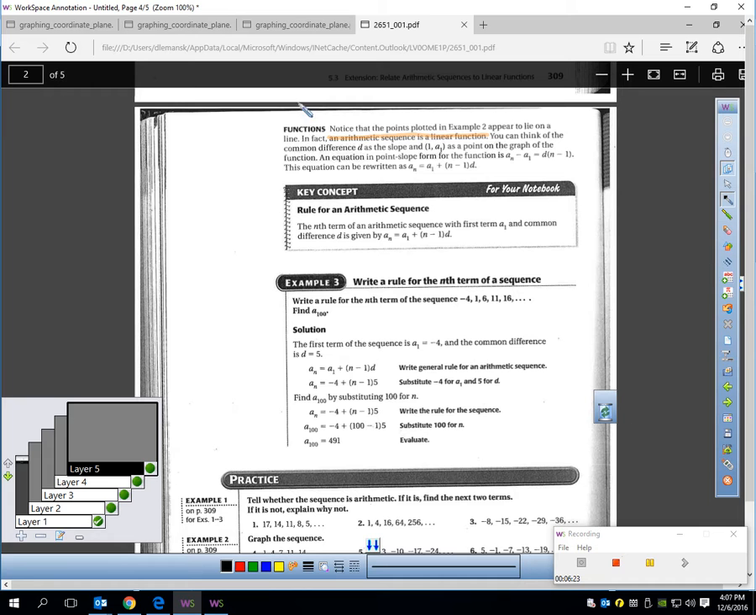Let's talk about functions. Notice the points you plotted in the last example lie on a line. Here's one thing we have to know. Arithmetic sequences are linear functions. That's why we're covering it in this chapter, because we're working on graphing linear and writing linear equations. A linear function belongs in this chapter. It's a straight line graph.